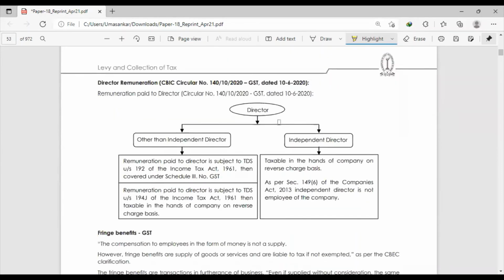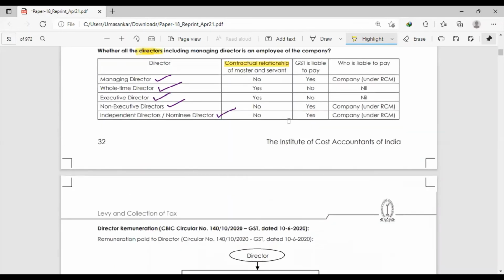The same thing is given in chart format. Okay, director remuneration, remuneration paid to the directors. So, other than the independent director, it is taxable in the hands of the company on reverse charge basis. Okay, we have already said reverse charge. Here, see, for the independent director, there is no employment relationship, GST will be liable and under RCM.